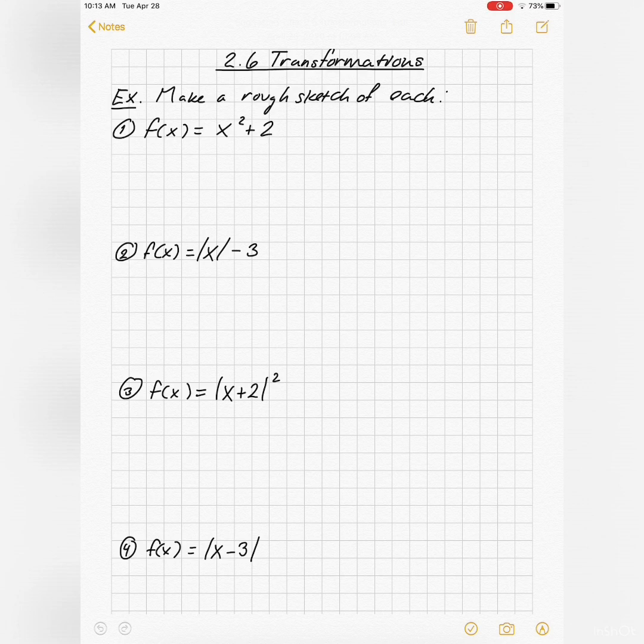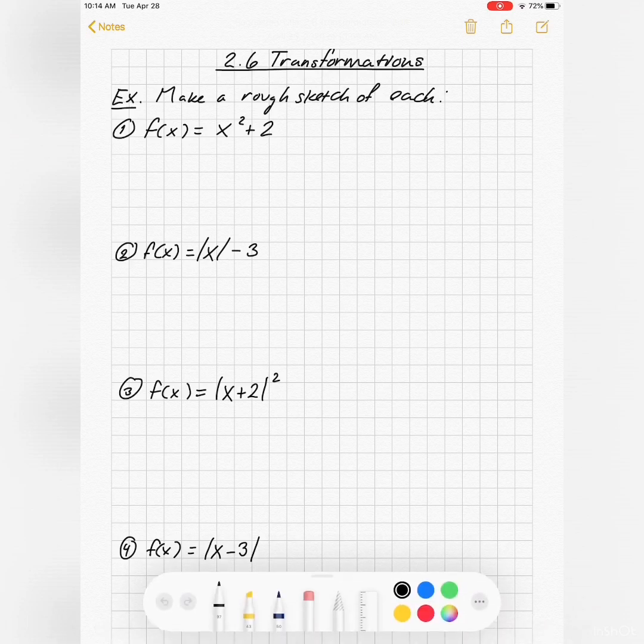2.6 is a review of something that I think you remember pretty well from algebra, and this is looking at transformations or translations. So the idea in this section is you can create the graph of a pretty complex function if you can piece it apart by identifying basic transformations and do a step-by-step process. So what I'm going to start with here is just making a very rough sketch of each of these functions.